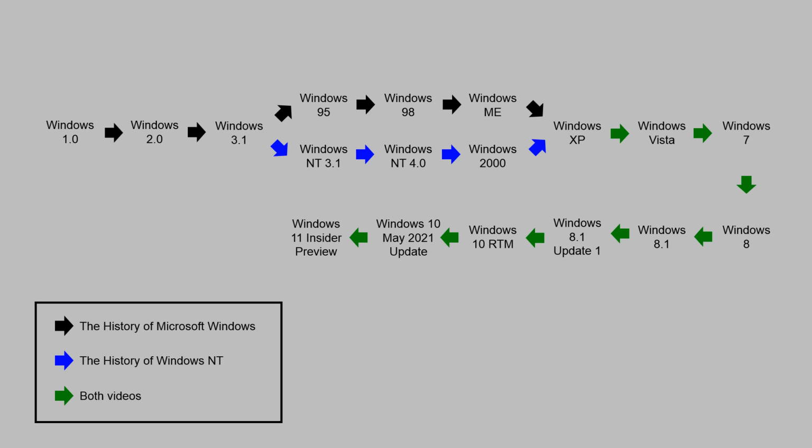In this video I am going to compare each version of Windows NT from Windows NT 3.1 to Windows 11 Insider Preview. In this video I will not compare any DOS-based Windows versions. I have made a separate video called The History of Microsoft Windows where I compare each version of Windows from Windows 1 to Windows 11 Insider Preview but not NT versions prior to Windows XP. Comparisons after Windows XP will be the same in both videos.